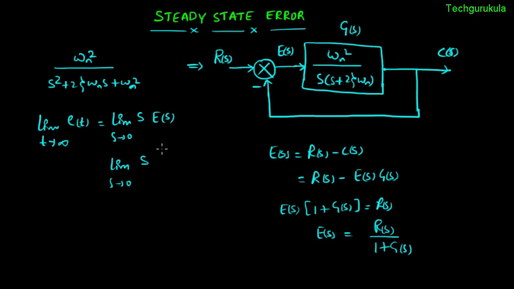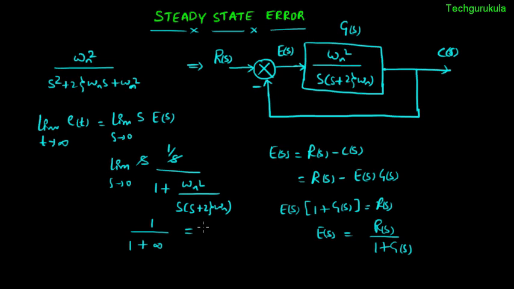In our case, we have been seeing the output response of the system for unit step input. So in that case, for unit step, R of s is 1 over s divided by 1 plus G of s. G of s here is omega n square over s times s plus 2 zeta omega n. Now s cancels, and if I apply s tends to 0, we have numerator 1 over 1 plus, if you apply limit s tends to 0 for this term, we will have infinity because we have 1 over s. Then the error would be 0. And from the graph, we knew already that it is 0.